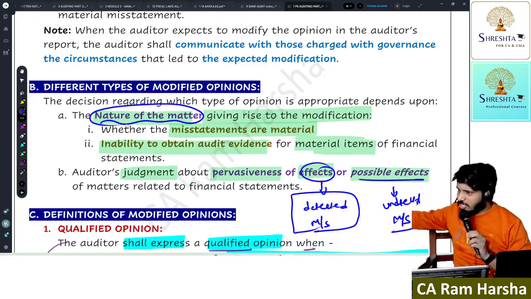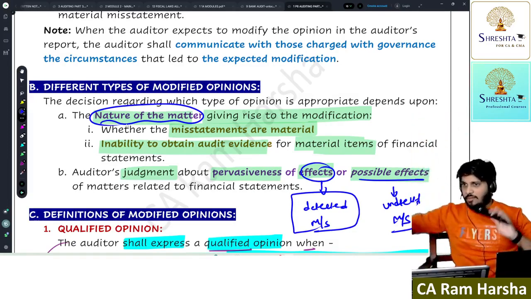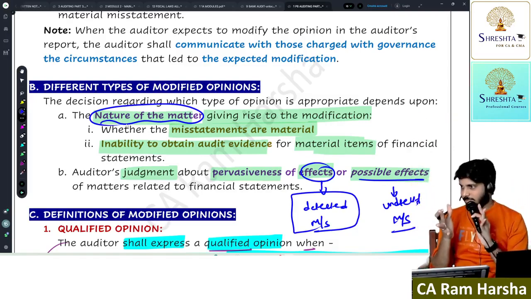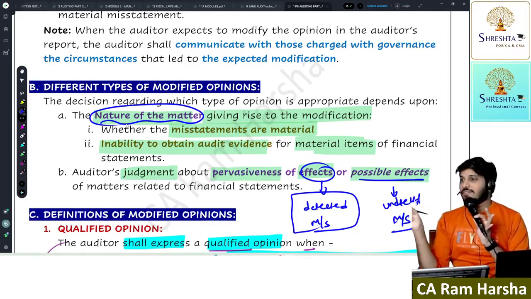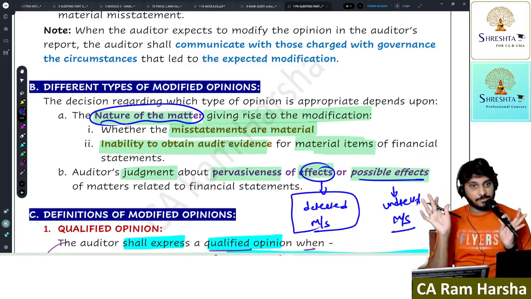As a whole, is it pervasive? Check it out. Then which opinion will you give? Qualified. After discovering all the mistakes, simply total the mistakes. Now what is the total impact? Material, yes, but not pervasive: qualified opinion. Material and pervasive.